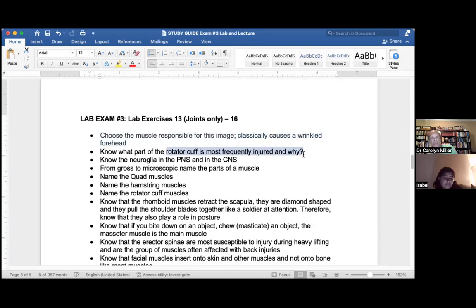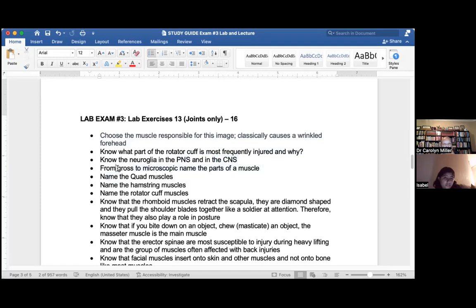hence physical therapy to rebuild the muscle tautness. Know the neuroglia in the PNS and CNS. In the PNS, the satellite cells are the most numerous, and the Schwann cells are for myelination. In the CNS, the astrocytes are the most numerous, and the oligodendrocytes are for myelination. And then the 2 others in the CNS, because there are 4 total, are the microglial, defensive in nature, and the ependymal, circulating the cerebrospinal fluid.